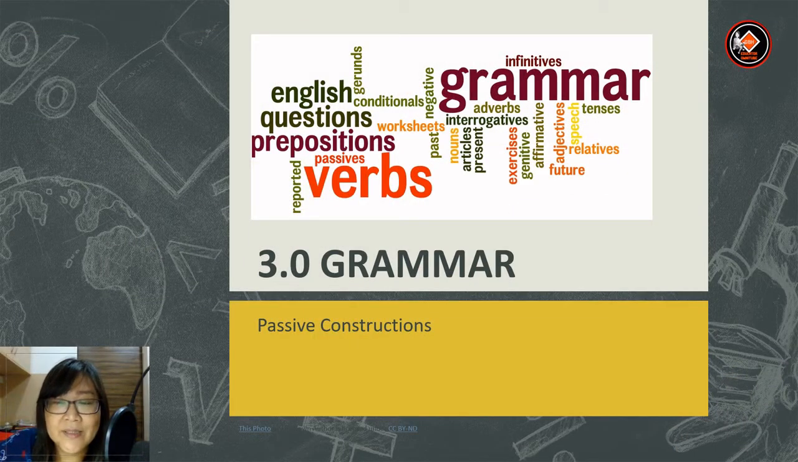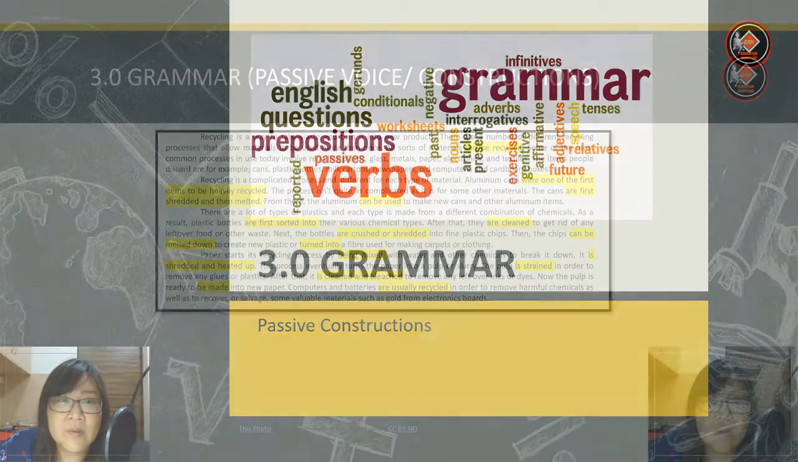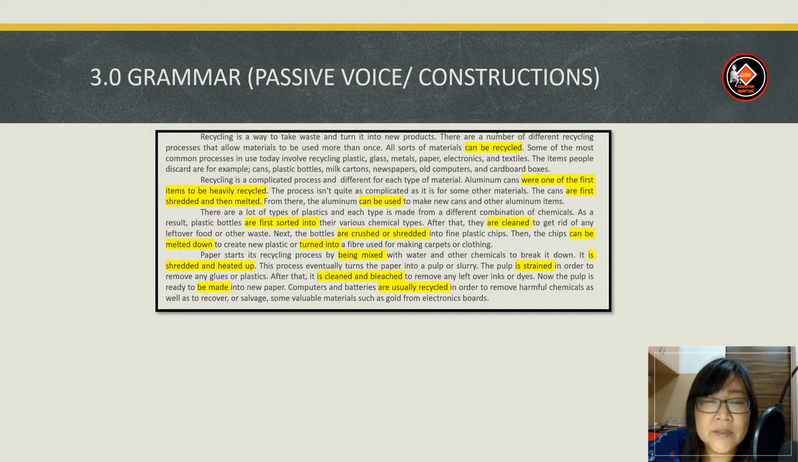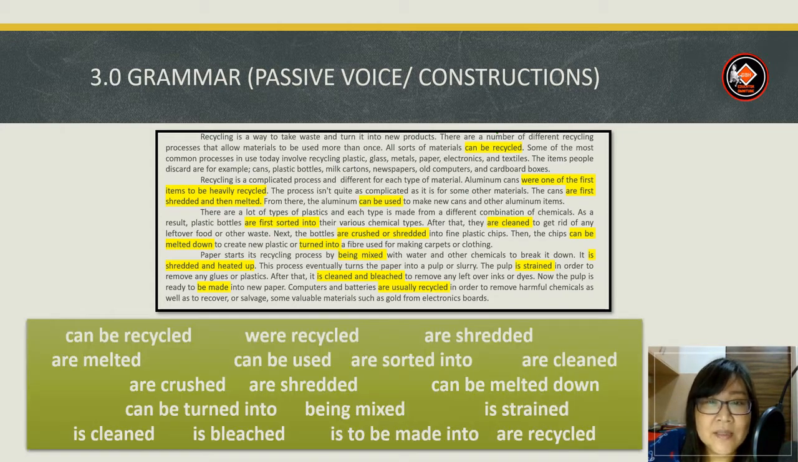Now let's continue with the grammar lesson. Today you're going to learn passive constructions. Look at all the phrases which are highlighted in yellow. So here you have can be recycled, were recycled, are shredded, are melted, can be used, are sorted into, are cleaned, are crushed, are shredded, can be melted down, can be turned into, being mixed, is strained, is cleaned, is bleached, is to be made into, are recycled.